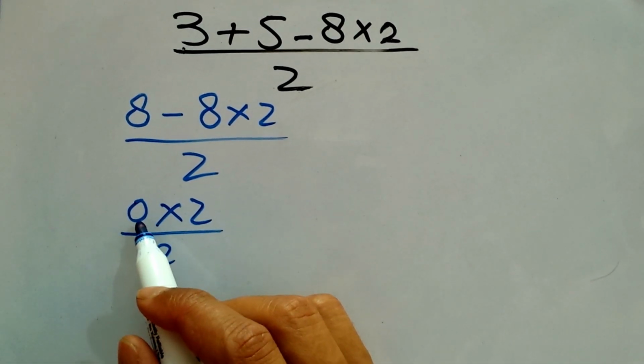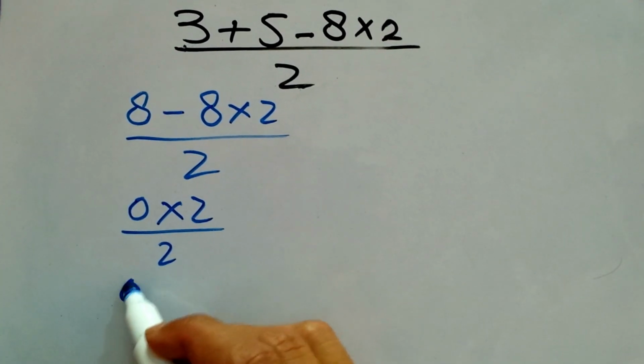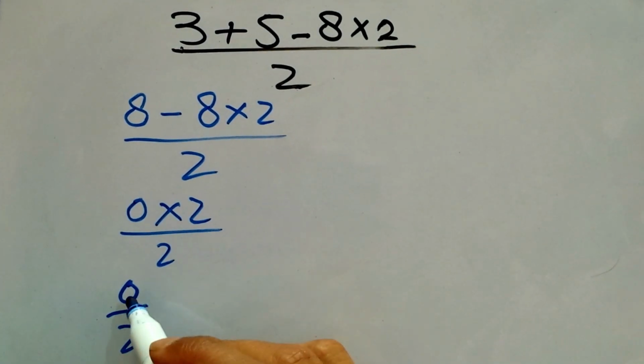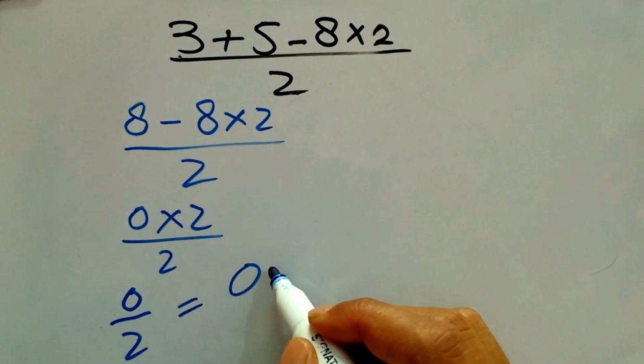Now we have 0 times 2 and all over divided by 2. So 0 times 2 equals 0, divided by 2. 0 divided by 2 equals 0. But this is wrong. Why?